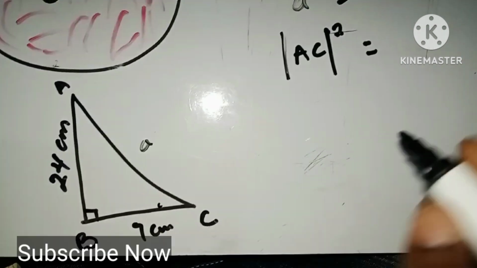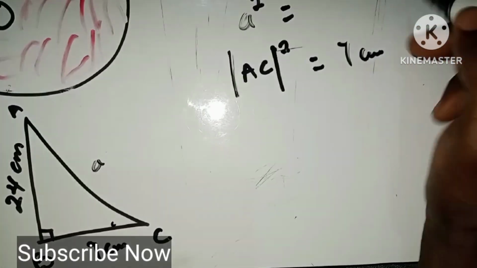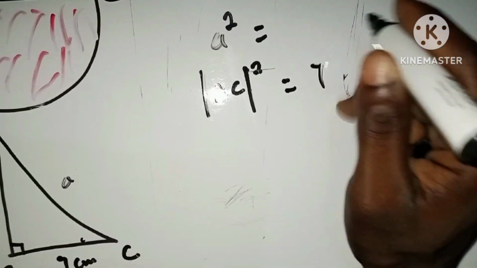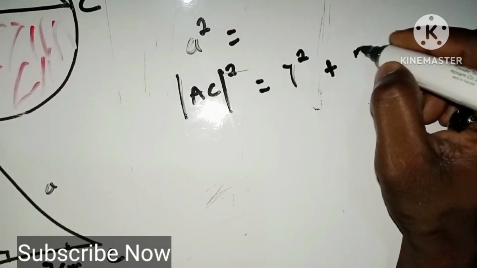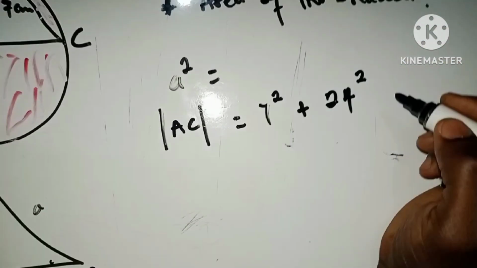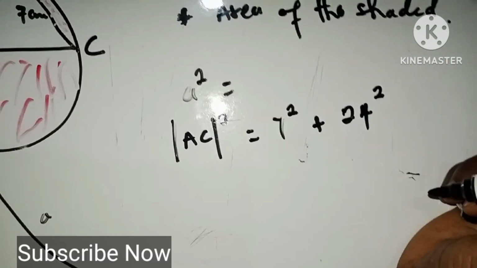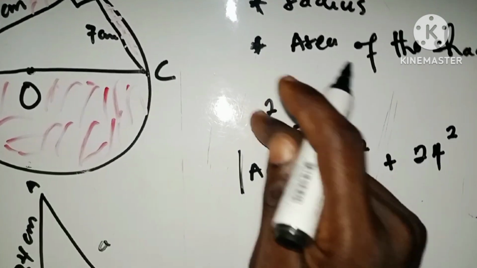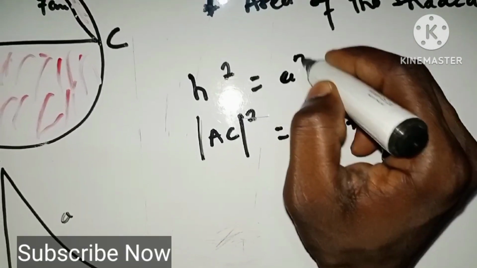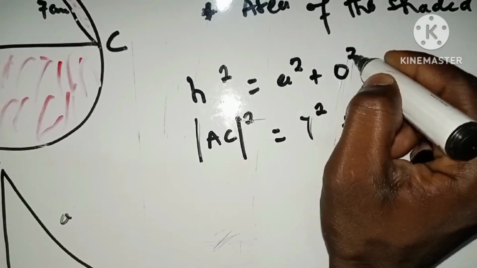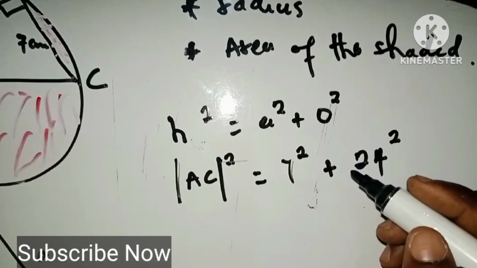So the adjacent is the 7 centimeters. Let's ignore the centimeters for some time. So that's going to be 7 squared plus the opposite, the one here, 24 squared. According to the definition of Pythagoras, H squared is equal to the adjacent squared plus the opposite squared, where H is the hypotenuse. And this is what we are using. You can even state that by the Pythagoras theorem.